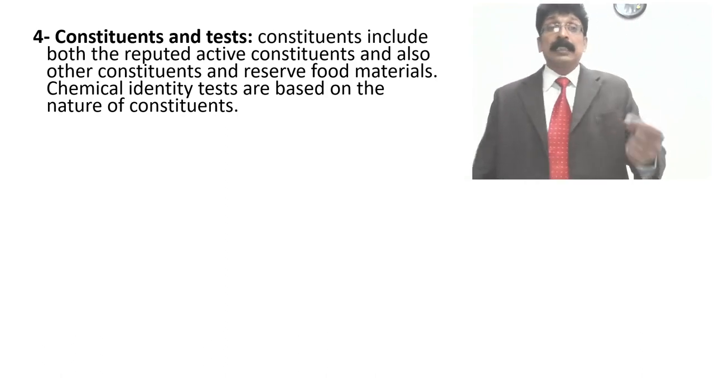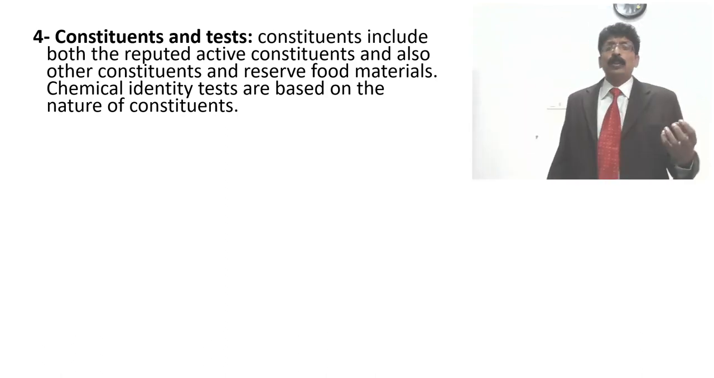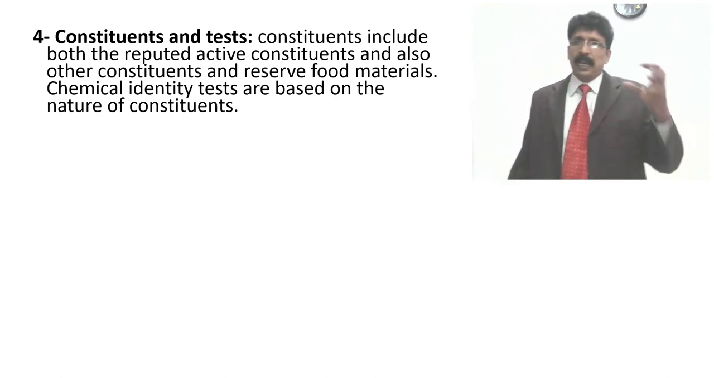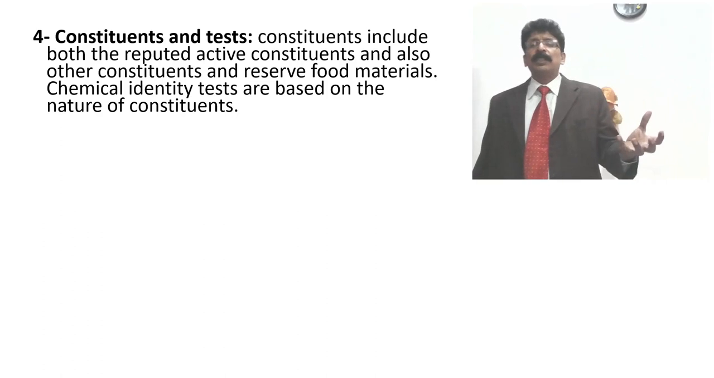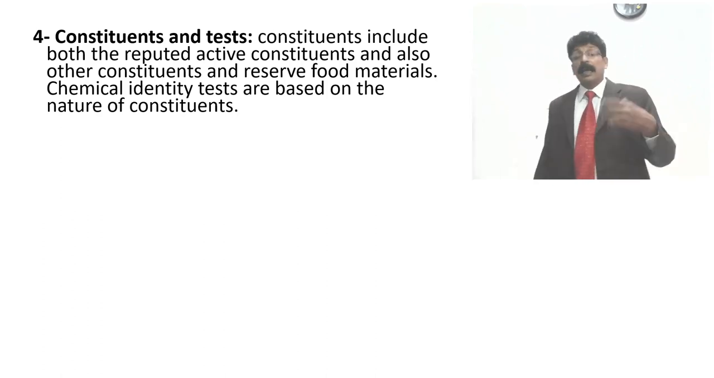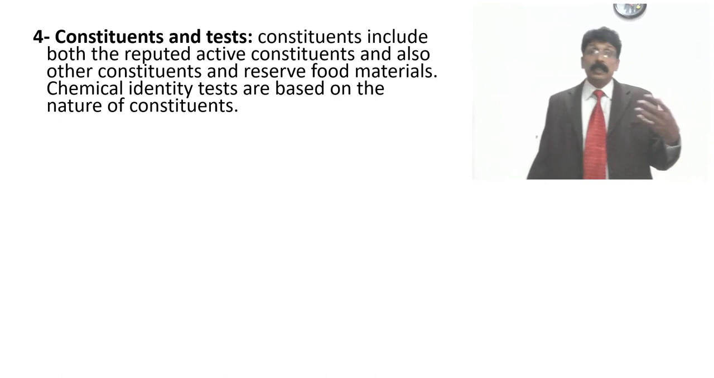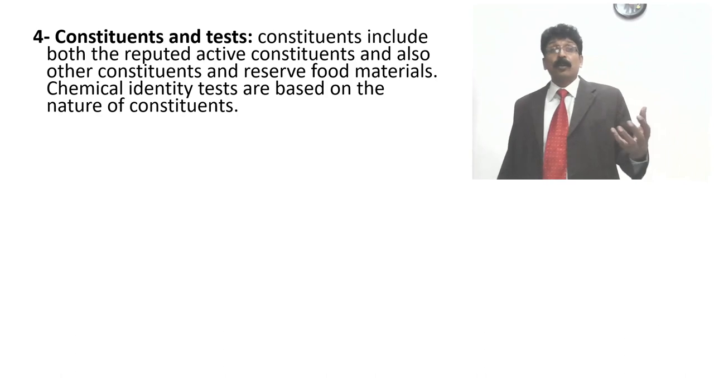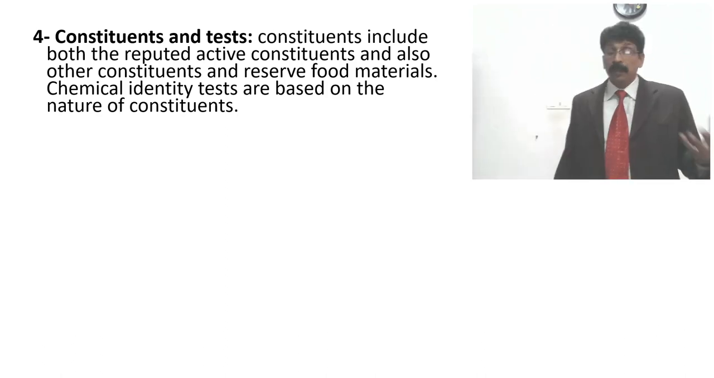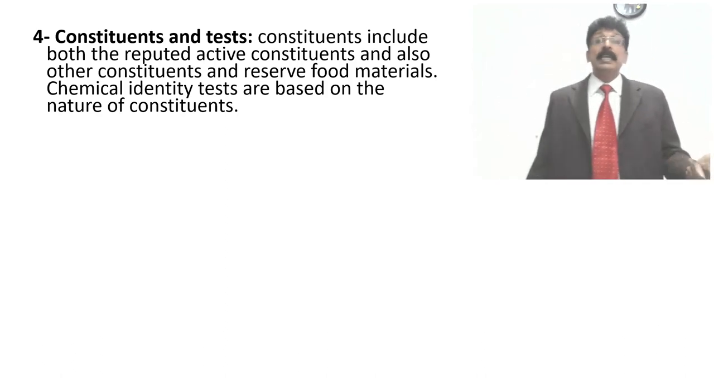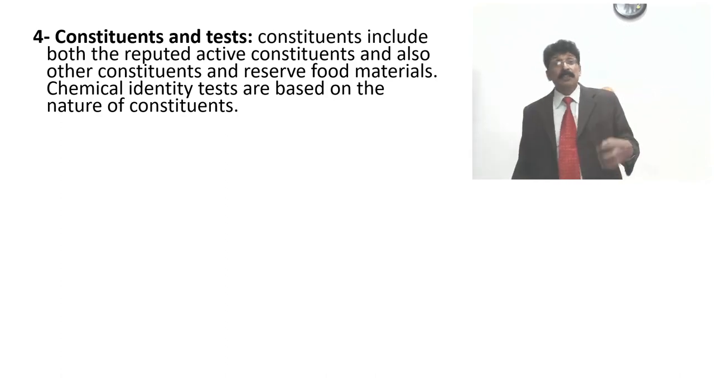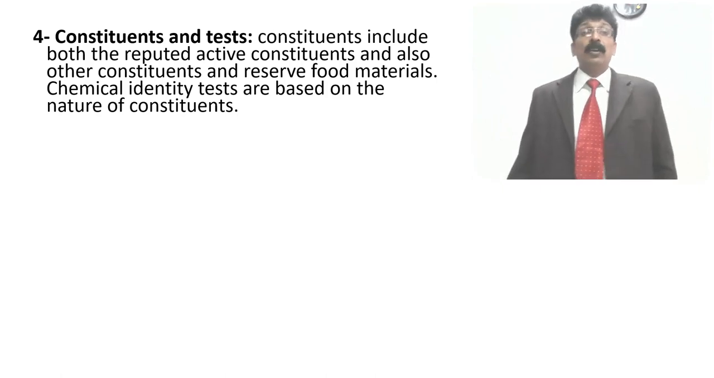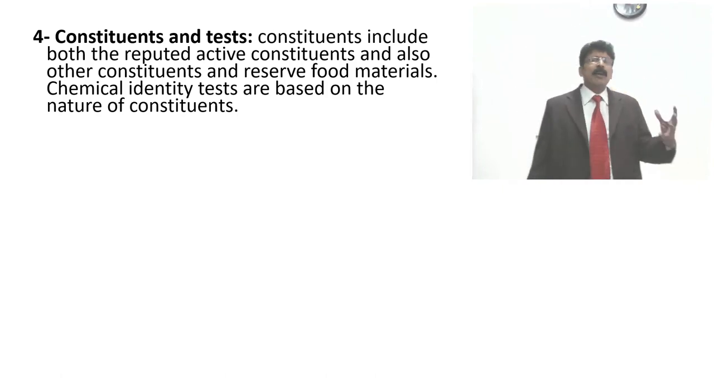So constituents include both reputed active constituents and also other constituents. Sometimes the active constituent will be an alkaloid. Other constituents, flavonoids, flavoring agents, coloring agents, tannins and other carbohydrates may also be present in that particular plant part or crude drug. These details should be given and come under pharmacognosy. Constituents and reserve food material like carbohydrate which may be present in them, and the chemical identity tests are also given, based on the nature of the component. So these are all important things which will be seen in pharmacognosy.